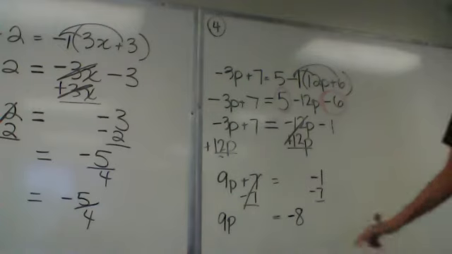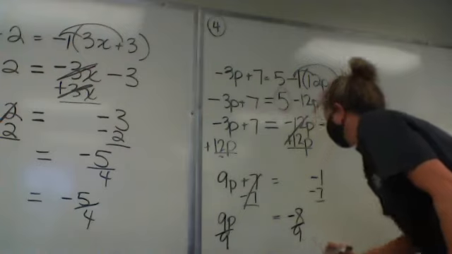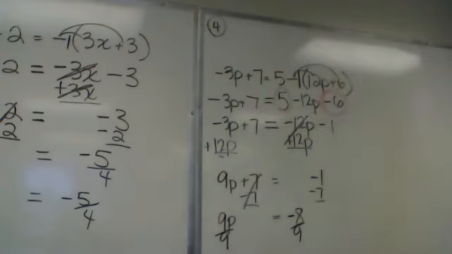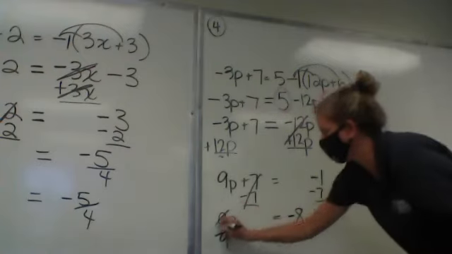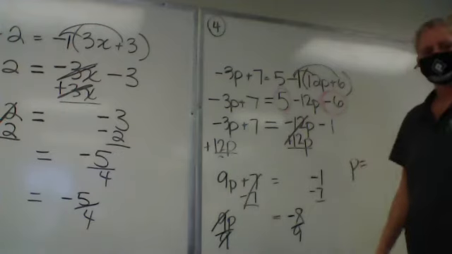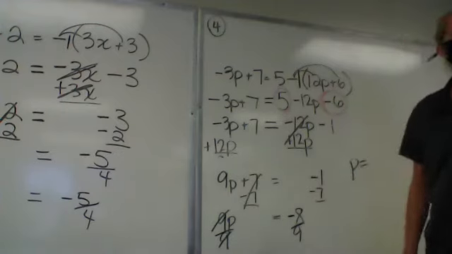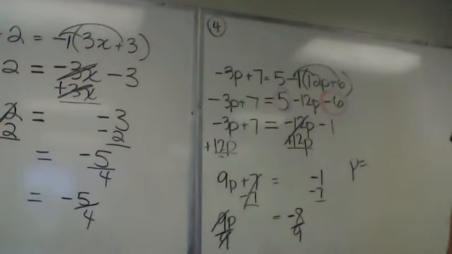What's the last step? What are you going to divide by? 9. So let's see, the 9s cancel. All you're left with is that p. What do you have over here? Negative 8 over 9. Does that reduce any? No, that's in its simplest form. So just negative 8 9 is your answer.